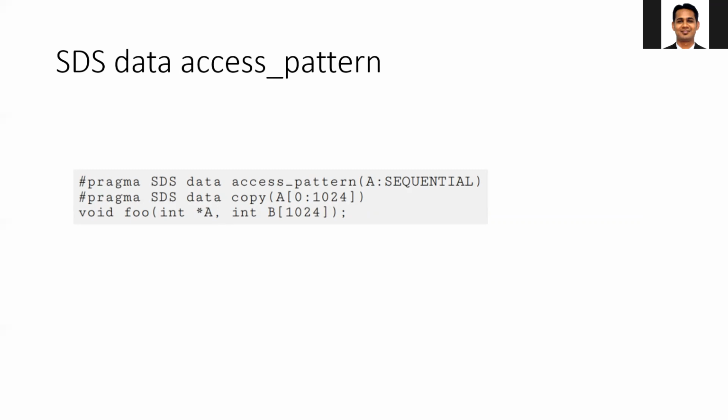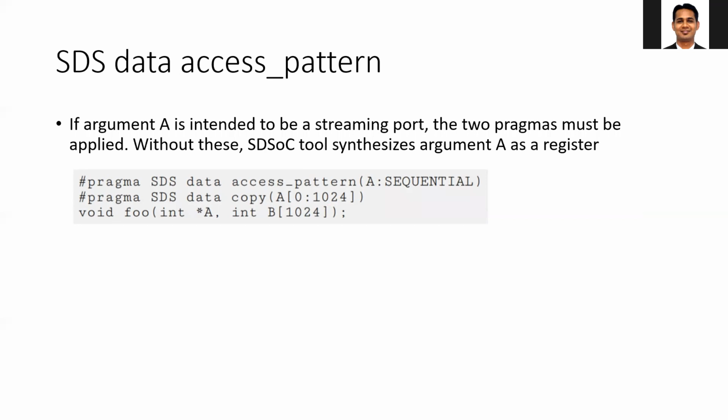The other way of avoiding this problem is to change the definition from int star A to int A bracket 1024, which we are doing. I think some of you asked me this question in the first lab, where when I was calling the software function, I was using the pointer, but when I was calling the hardware function, I was using the proper definition of A bracket N. So this is one of the reasons. If the argument A is intended to be a stream port, two pragmas must be applied. Without this, the SDSoC tool synthesizes the argument A as a scalar register.